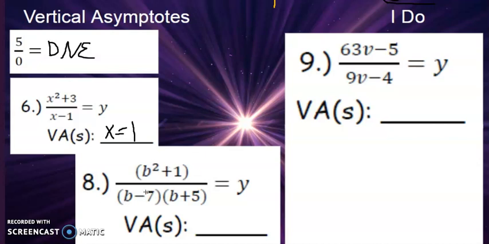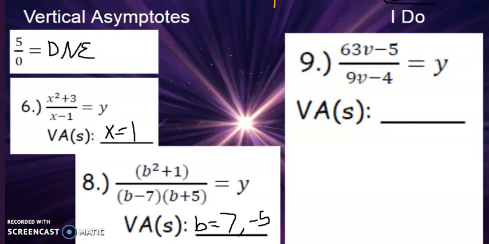Number 8, we have two vertical asymptotes. We'll set each of these binomials equal to 0. b minus 7, b would equal 7 here, and negative 5. So if we had 7 right here, we'd get 0. If we put negative 5 in for b right here, we'd get 0.